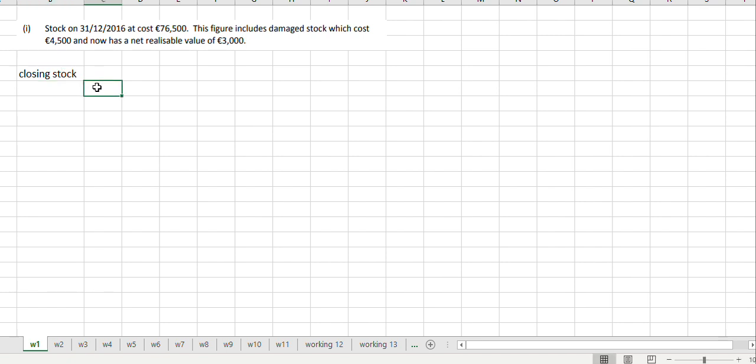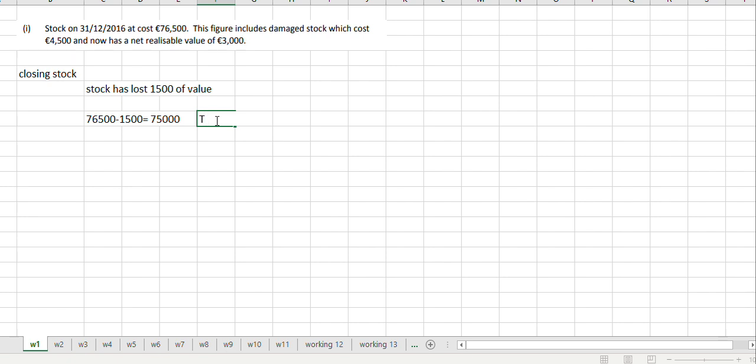And what has happened here is part of the stock has lost value. The stock has lost €1,500 of value, which is the difference between 4,500 and 3,000. Therefore, 76,500 minus 1,500 equals 75,000 is your figure. And that figure is going to go in the trading account.